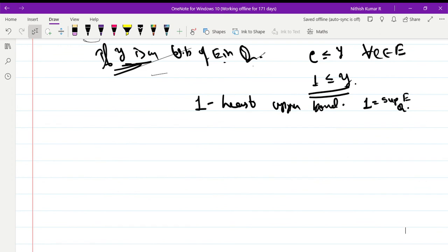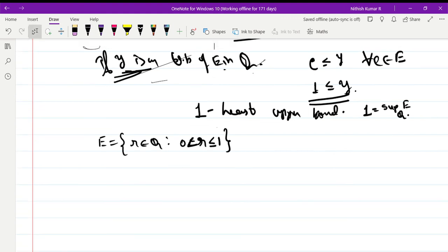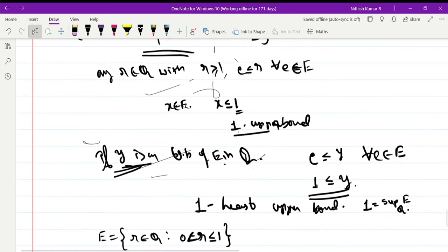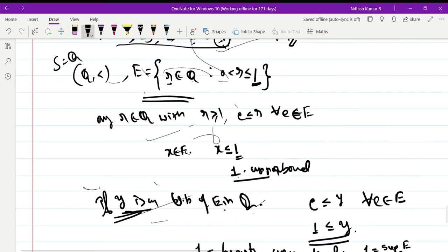What is the infimum? Now we have that E is nothing but the set of all rational numbers r such that r is greater than 0 and less than or equal to 1. We shall just recall once again, E is a subset of Q, the set of all rational numbers greater than 0 and less than or equal to 1.